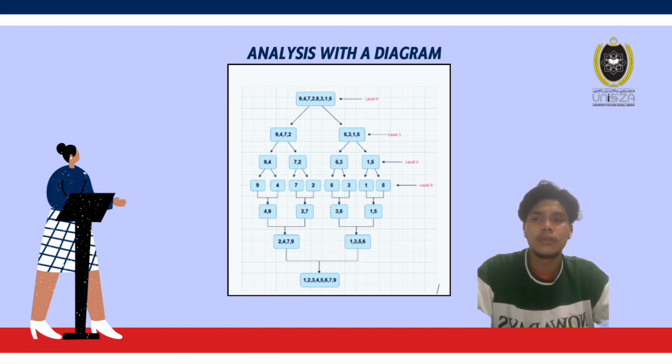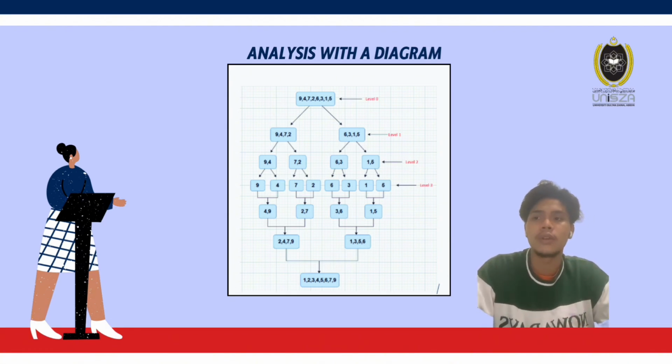Next, we begin the merge phase. Combine each pair in sorted order. For example, 9 and 4 become 4 and 9. Then we merge larger sorted arrays like 4 and 9 and 2 and 7 into 2, 4, 7, 9. And on the other side, 3, 6 and 1, 5 become 1, 3, 5, 6.